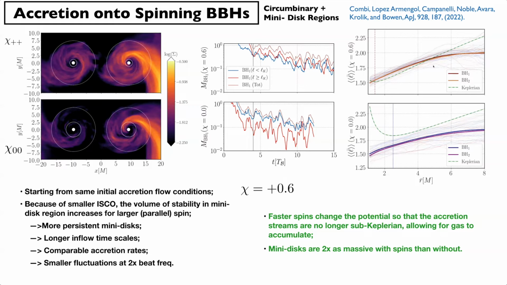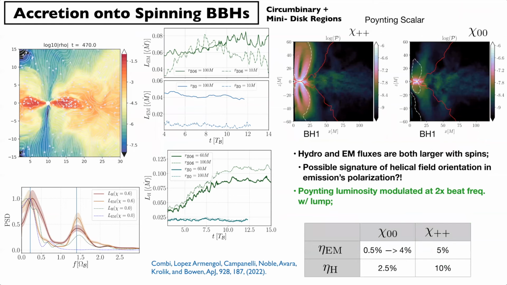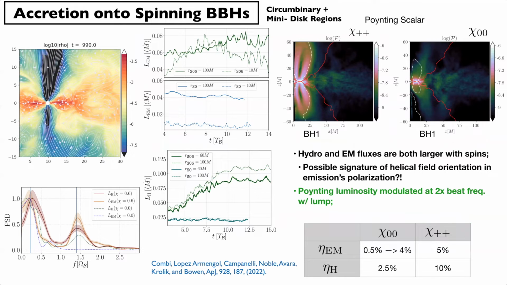We've verified also that the mini disks around spinning black holes have specific angular momentum that is nearly Keplerian, whereas the non-spinning ones are sub-Keplerian, and so they form these spiral arms that just kind of plunge into the black holes. So we do see powerful outflows from these spinning black holes, as you would expect.